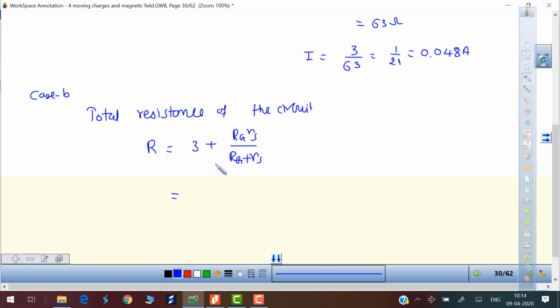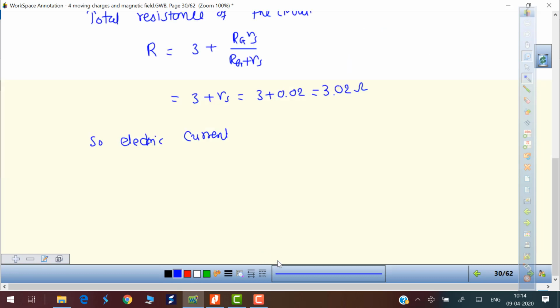So you put this value. So this is 3. This Rs is small, you can neglect this. So Rg cancels and you get Rs. So 3 plus 0.02 becomes 3.02 ohm. So electric current I is equal to V upon R. So now V is 3 and this is 3.02. It comes out to be 0.99 ampere. So this is for second case, means B.